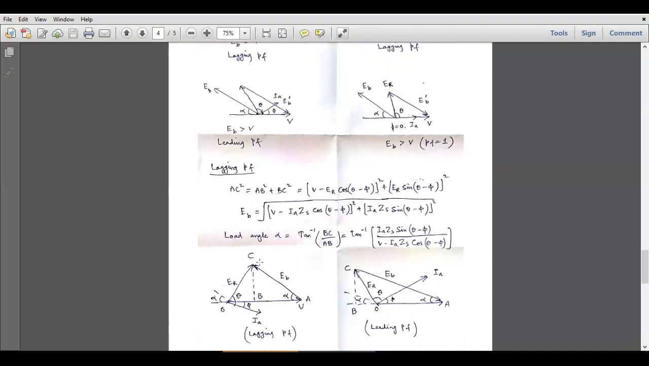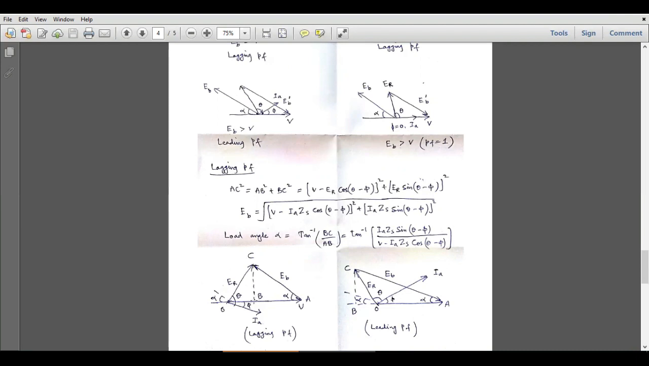When we have a lagging power factor scenario, then we will get such a phasor representation, and this is the back EMF vector EB, and EB will be equal to the sum of this vector and this vector. Now the vector from O to A is the voltage vector. If we subtract this vector OB from this whole voltage vector, we will get this AB vector. So V minus OB plus BC will give us the back EMF vector. Now the question is: what is the value of this OB vector?